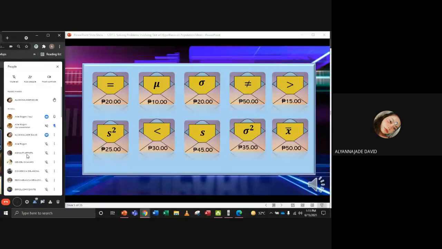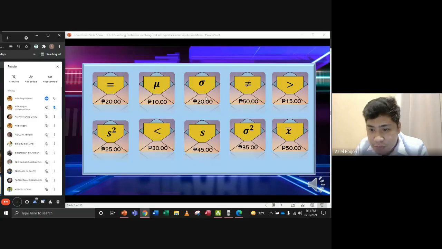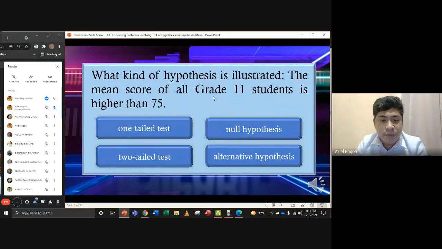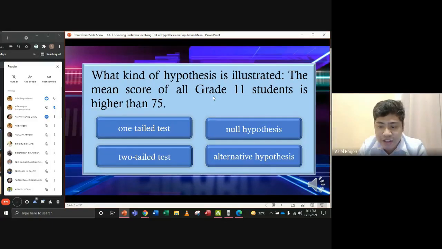Population standard deviation, sir. Okay, the population standard deviation. So your chosen symbol corresponds to 20 pesos. Here's your question. Please read first the question before you give your answer. What kind of hypothesis is illustrated? The mean score of all grade 11 students is higher than 75. Alternative hypothesis. All right, that is correct. Alternative hypothesis. Very good, Miss David. Next.